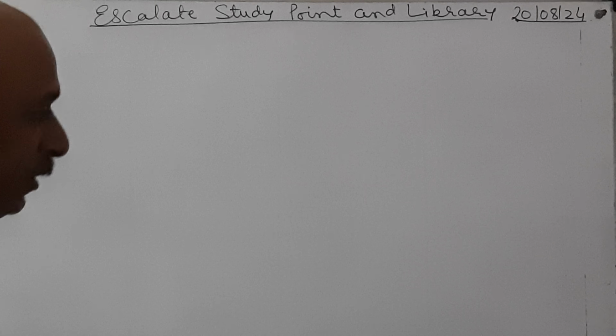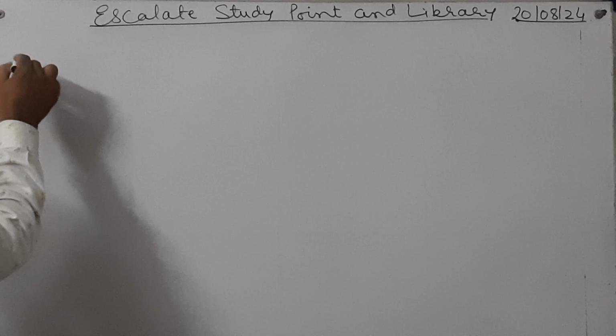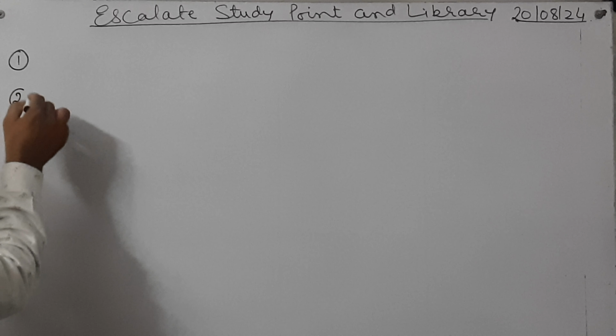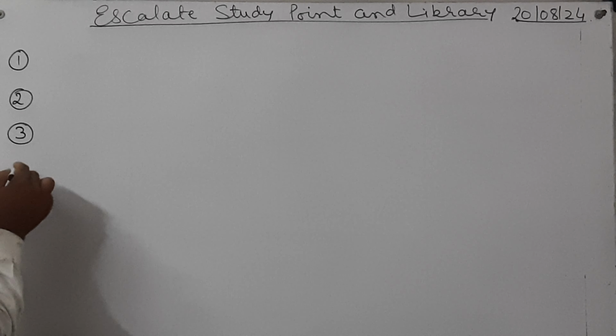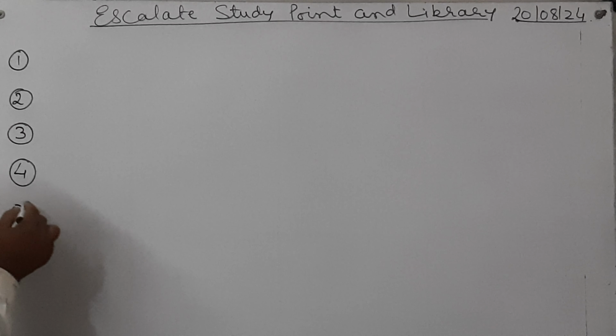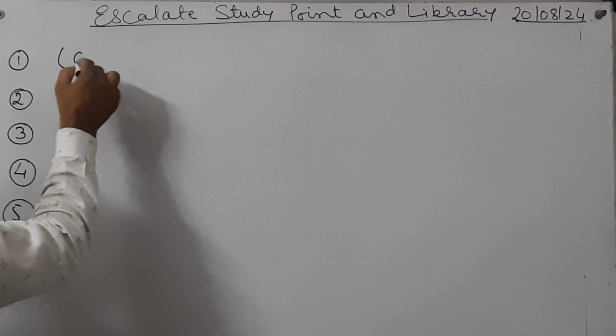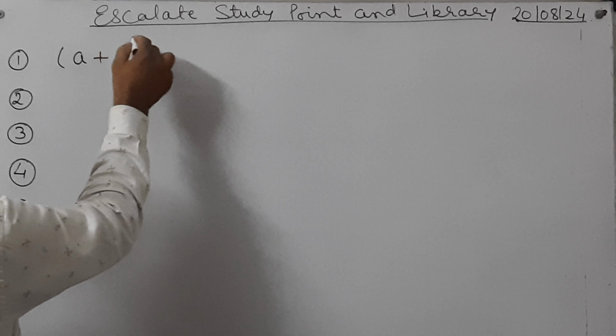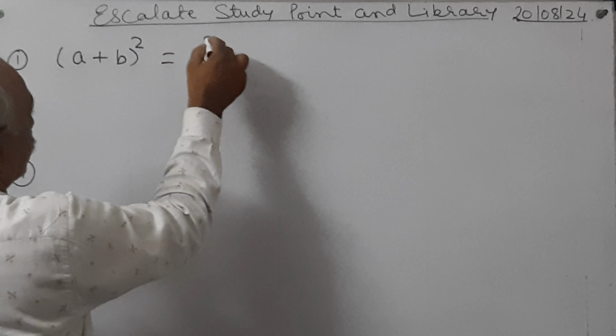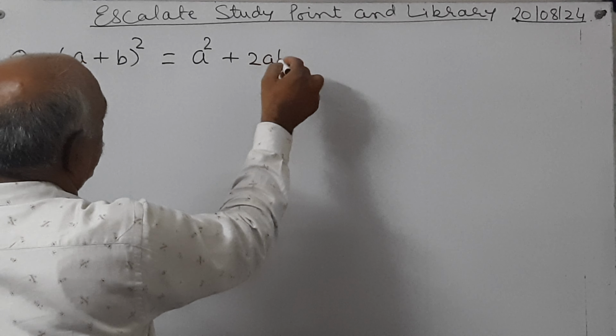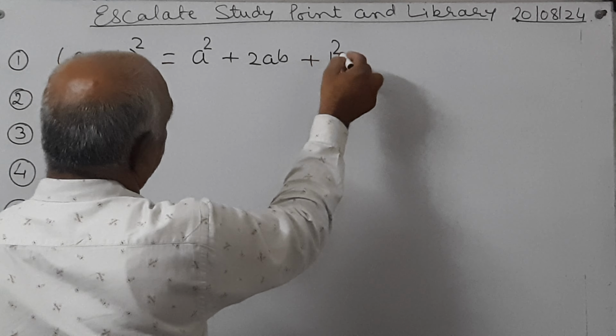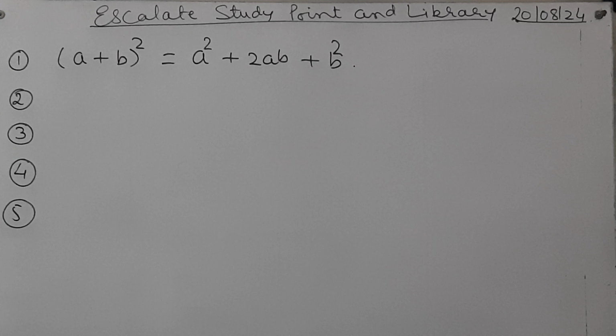Last time we have seen some identities based on algebra. Let us revise those identities and we will do some questions based on that. First identity we have seen was (a plus b) whole square, that is a square plus 2ab plus b square. This is a very famous, well-known identity, which is used to solve many of the typical calculations.